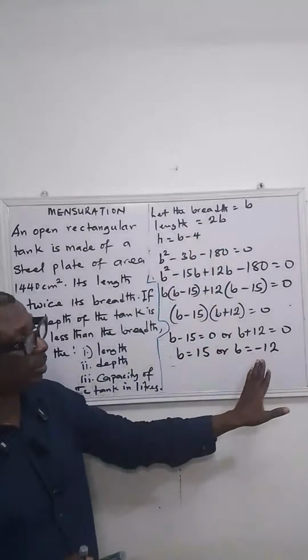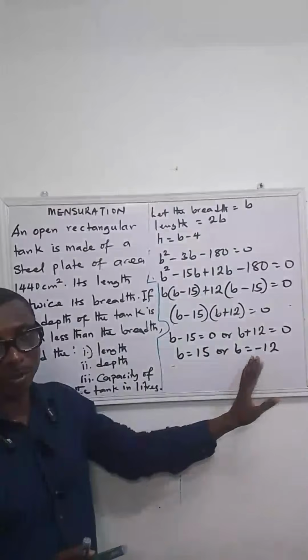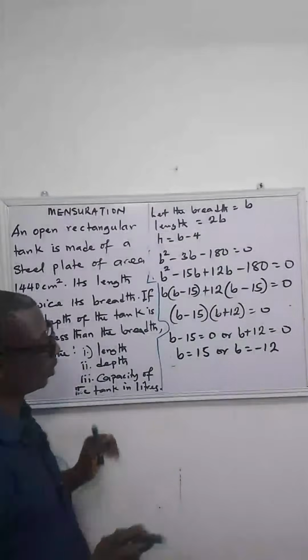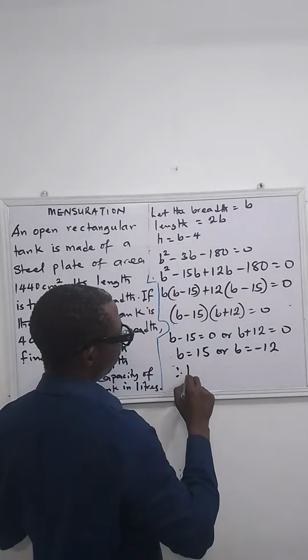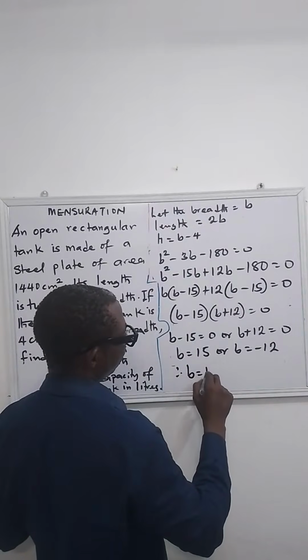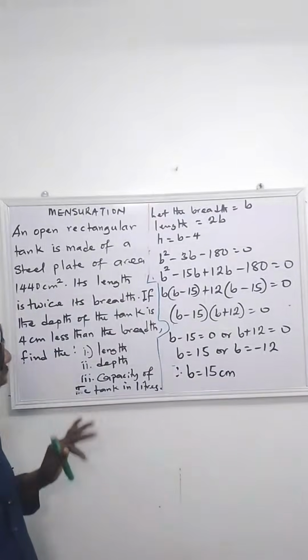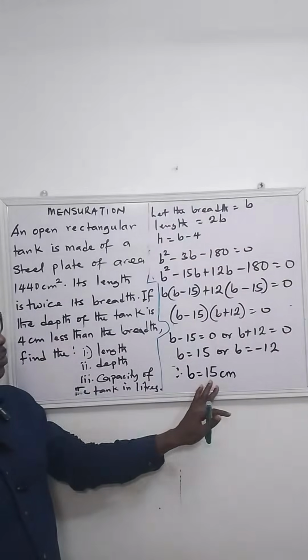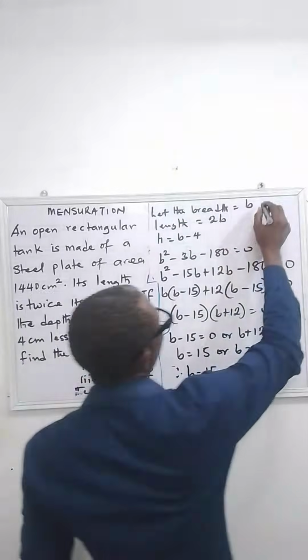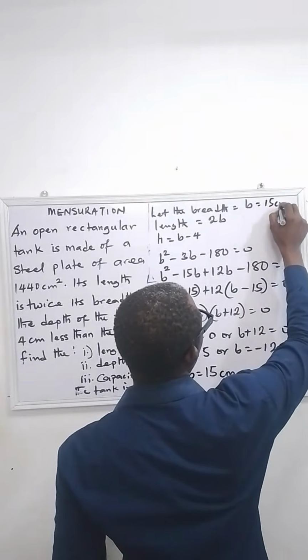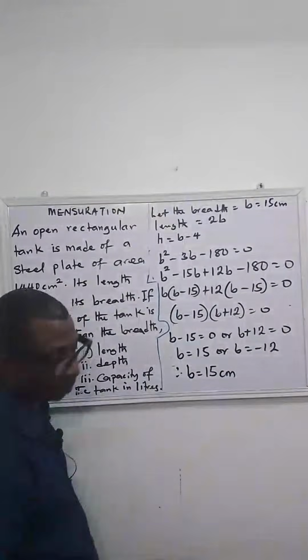So the breadth cannot be a negative number. So that means b is not negative 12. Therefore, b is 15 centimeters. So that's going to be the breadth. So the breadth is 15 centimeters. So we have this to be 15 centimeters. Okay.